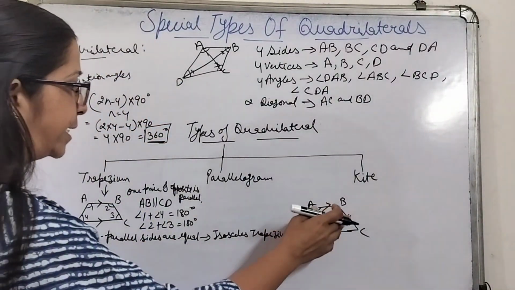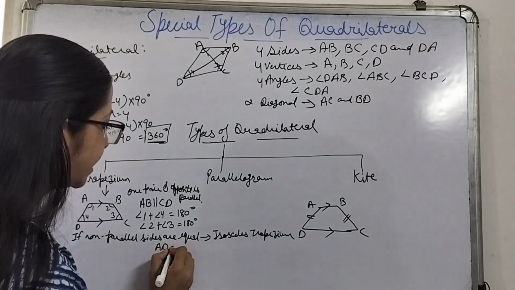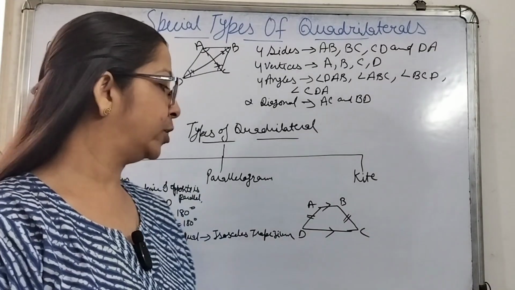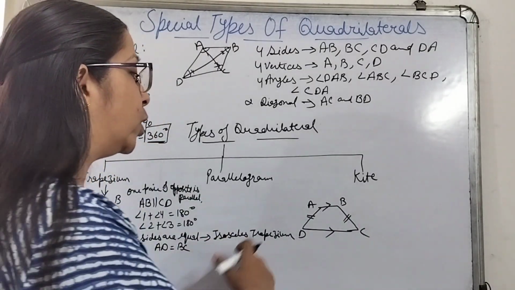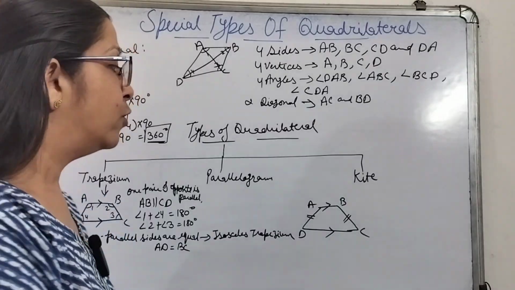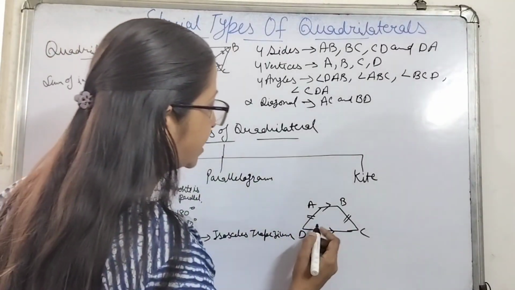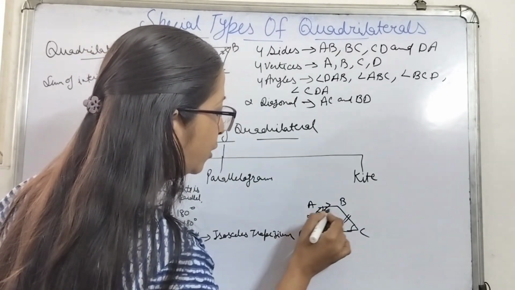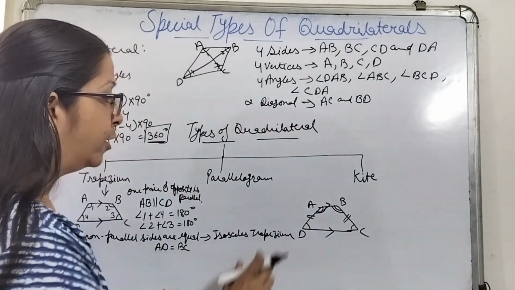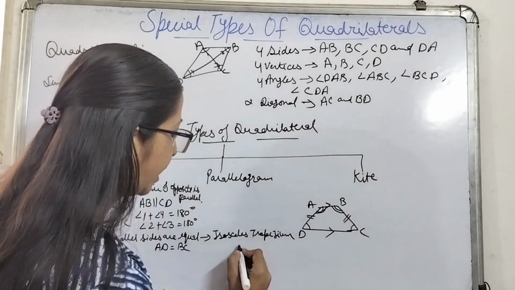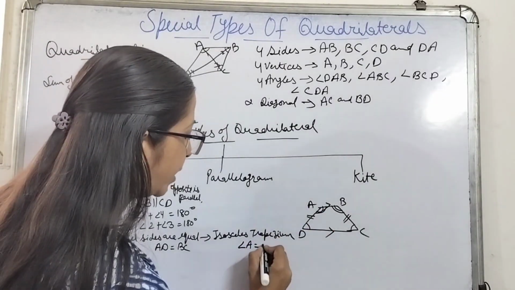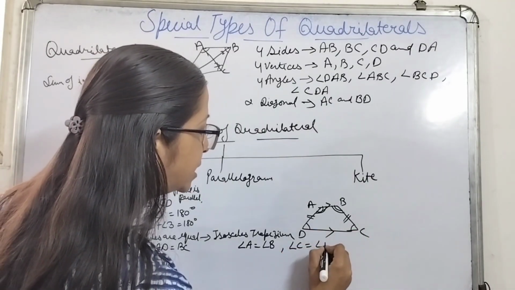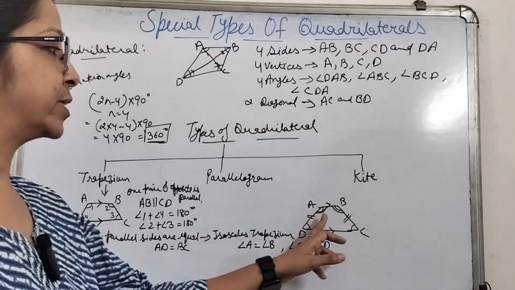Now, if the non-parallel sides are equal, that means AD is equal to BC, then we say such trapeziums are known as isosceles trapeziums. So what are the properties of an isosceles trapezium? For an isosceles trapezium, the base angles are equal. That means angle D will be equal to angle C, and angle A will be equal to angle B. This is the property of an isosceles trapezium.